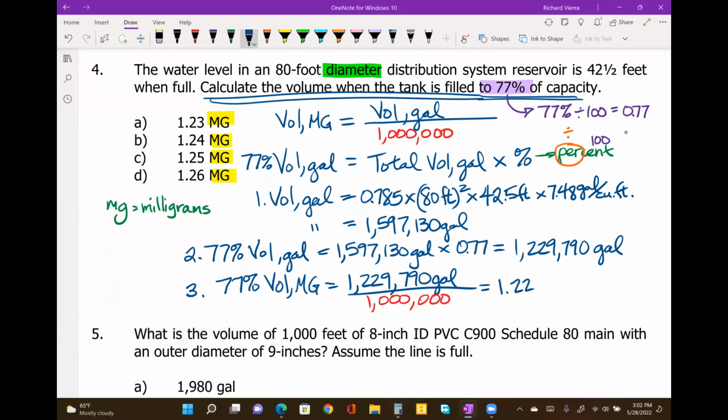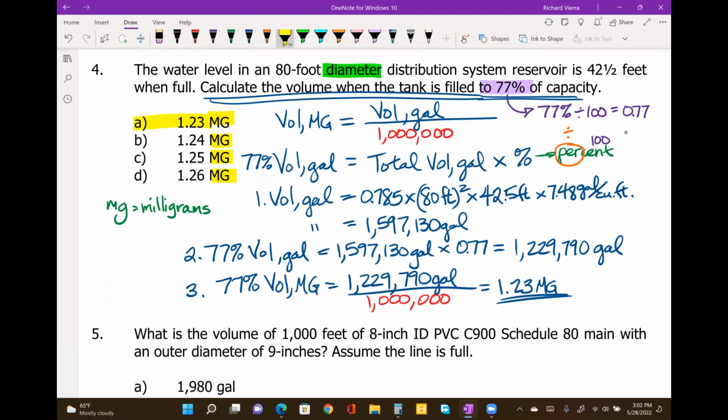Which, if we round it off to 2 places past the decimal, like the answers are, since the second 2 is followed by a 9, we're going to go ahead and round that up to 1.23 million gallons. And so the best answer is answer A.